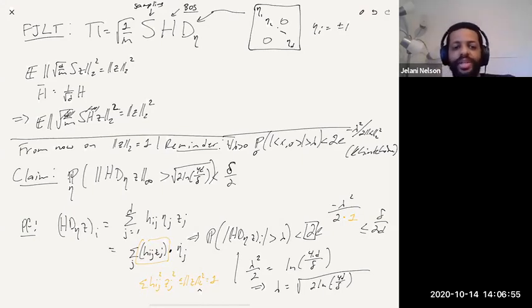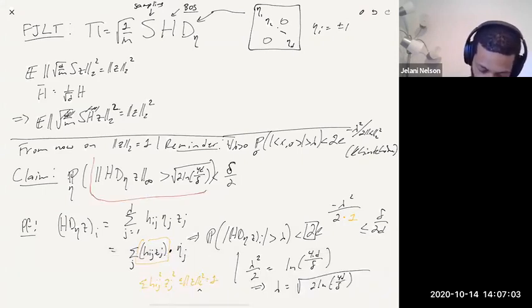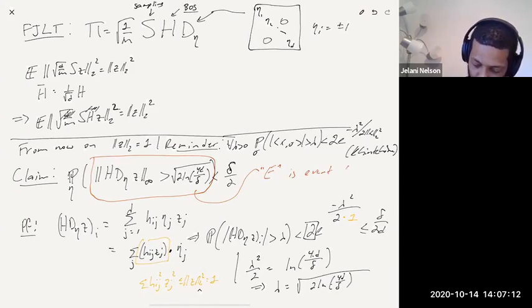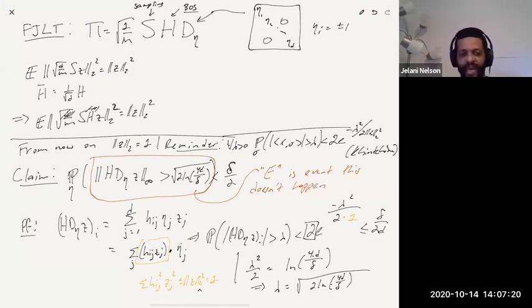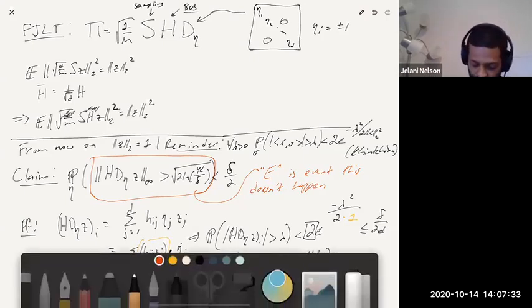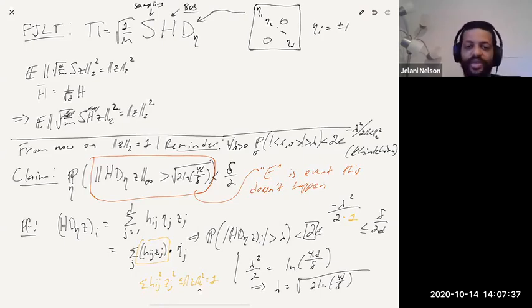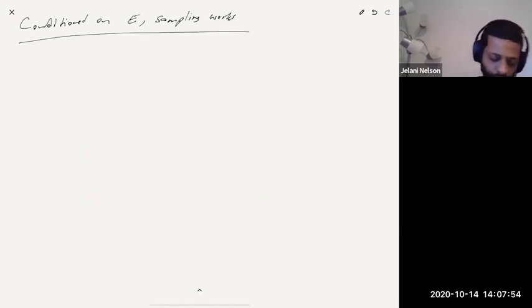Okay, so now let's condition on the event. Let's define E to be the event that this doesn't happen. So it's the event that the L infinity norm is bounded by that: the L infinity norm is at most square root 2 ln 4d over delta. So the good event E happens with large probability, at least 1 minus delta over 2. Now that we know E is true, let's prove that sampling works.